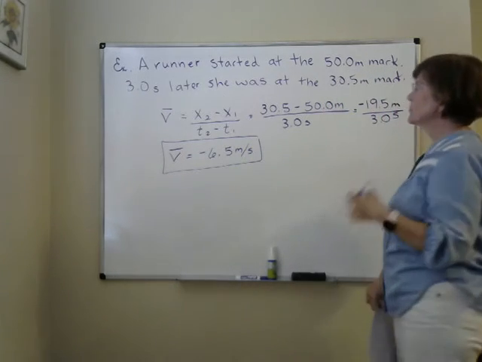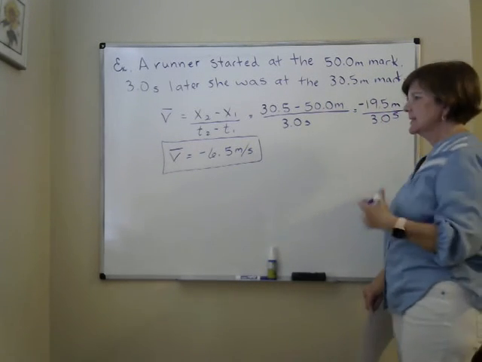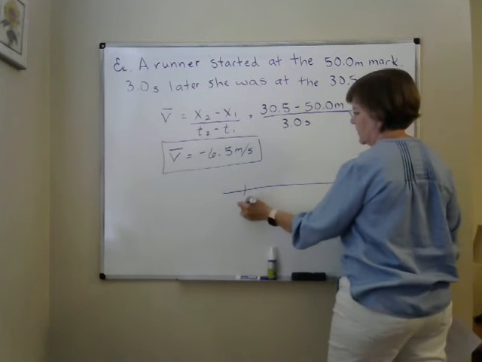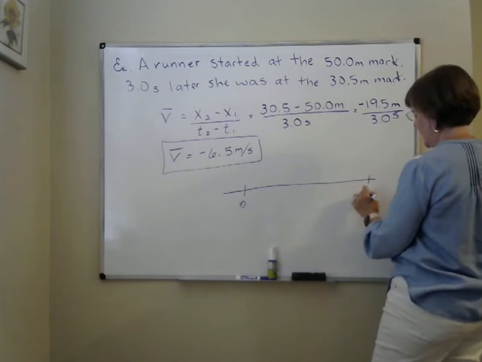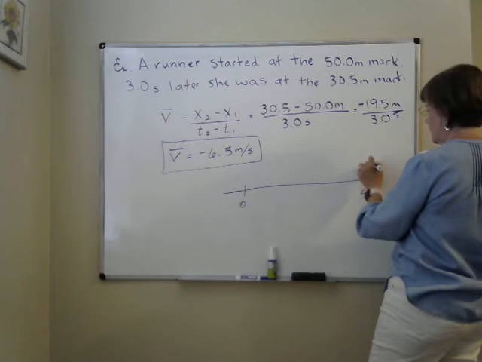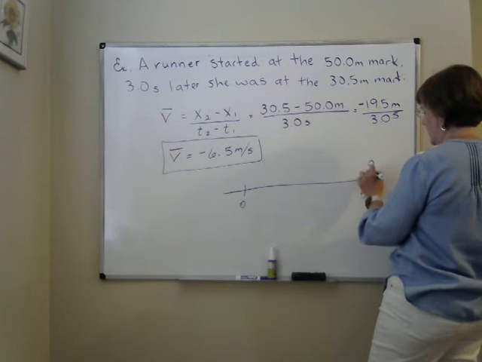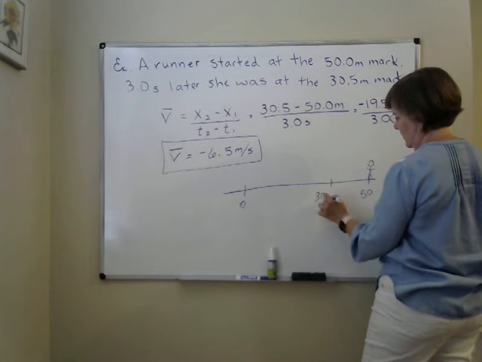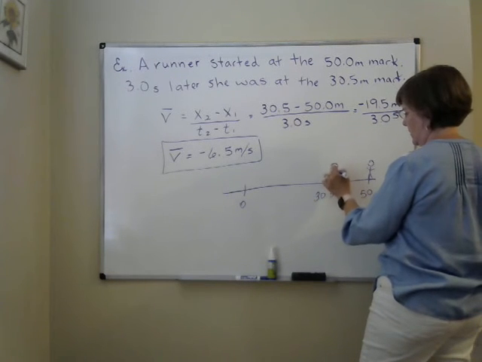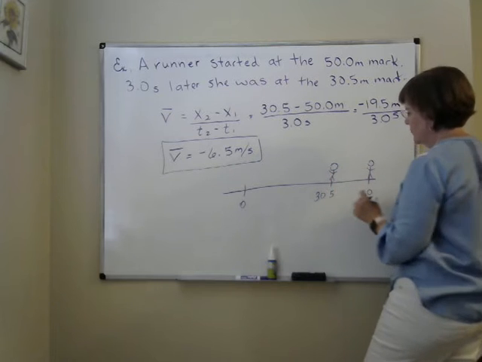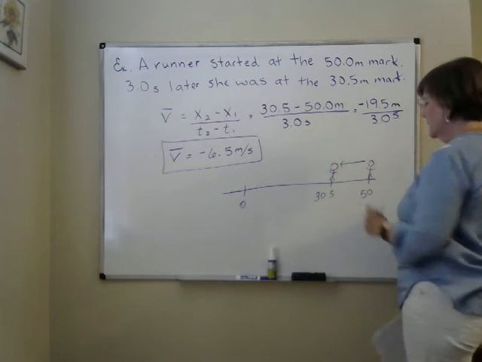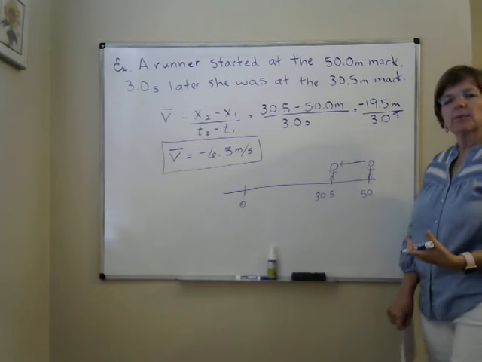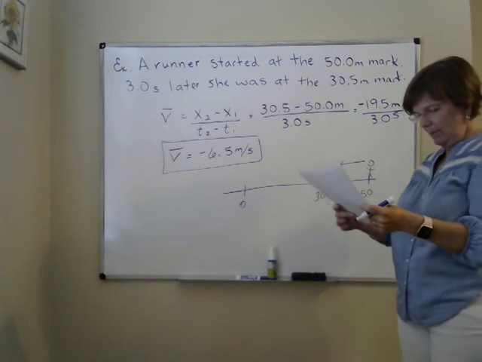So obviously she was running in the negative direction, but that's easy. If you picture a number line, here's the 0 meter mark, here's the 50 meter mark. If she started off here running, and later she was here, she had to run in the negative direction. She had a negative displacement. A negative displacement means you're going to have a negative velocity.